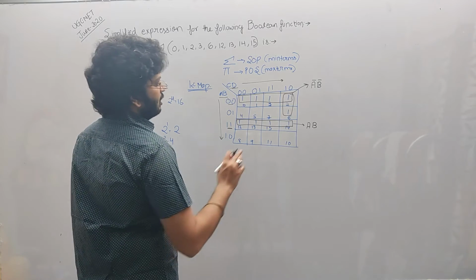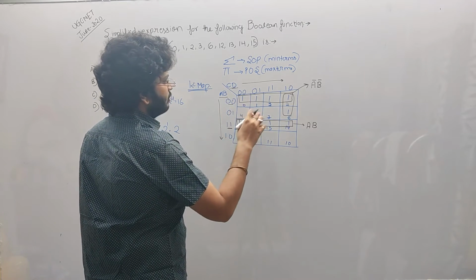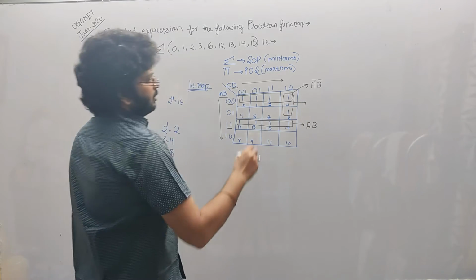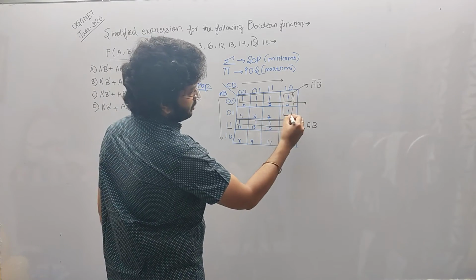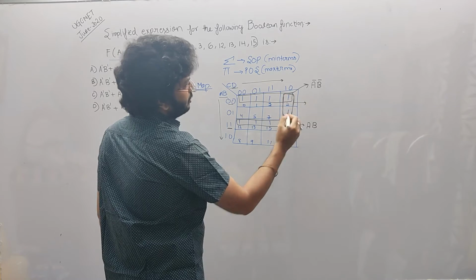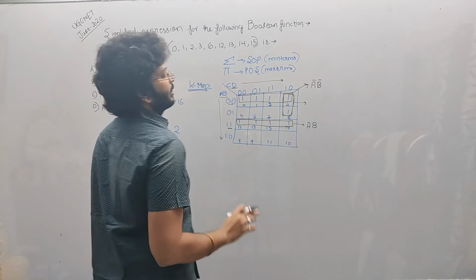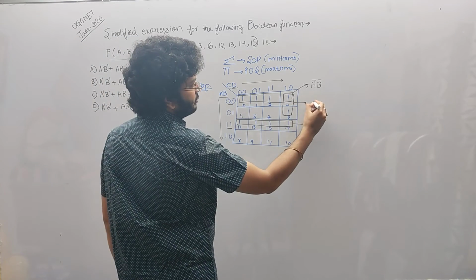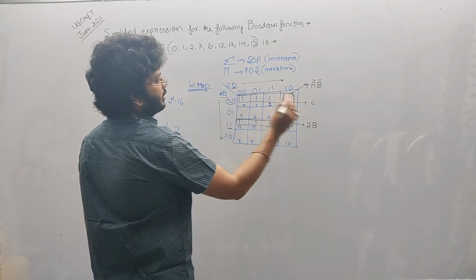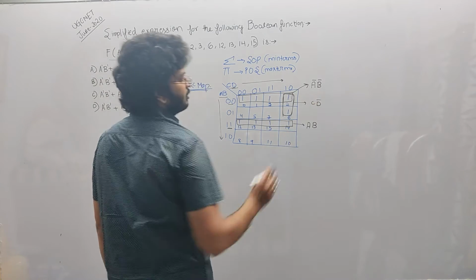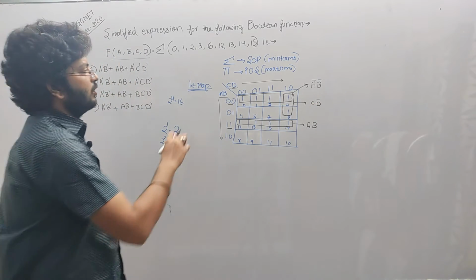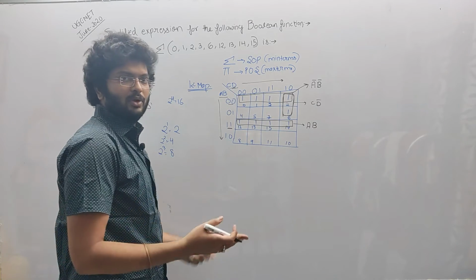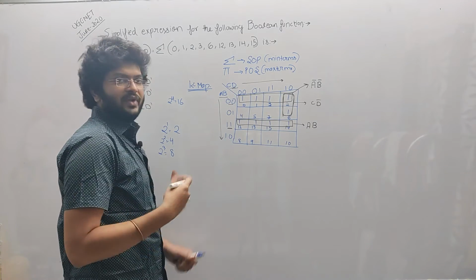Okay, now coming to this box. From its top part I have 1 0, only 1 0. So for 1 C will come, and for 0 D complement will come, because for 0 we take the complement of the variable, and for 1 we leave the variable as it is.